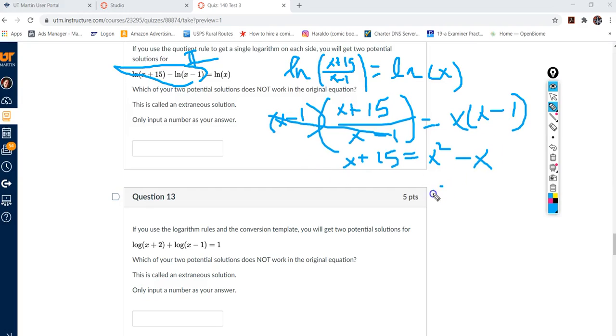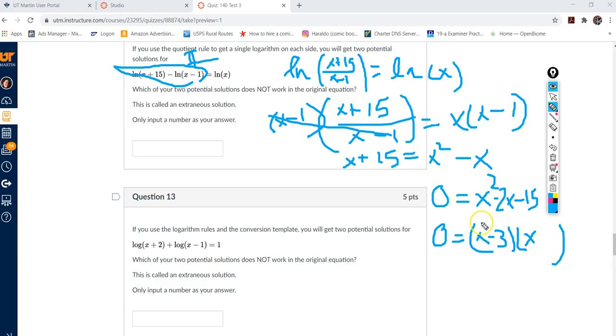Get everything to one side. I'll have x squared, subtract x from both sides, and then subtract 15 from both sides. And that will factor as x minus 3 times x plus 2. No, it won't. x plus 3 times x minus 5. Two numbers that multiply together to give me negative 15 and add up together to give me negative 2.